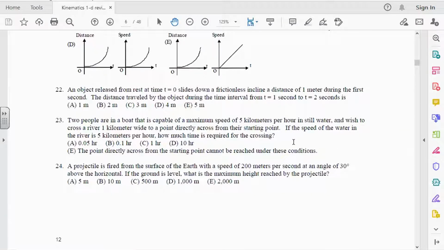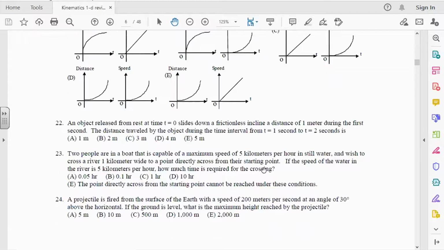So 22: an object released from rest at time t equals 0 slides down a frictionless incline a distance of 1 meter during the first second. The distance traveled by the object during the time interval from t equals 1 second to t equals 2 seconds is... In this situation, you could absolutely use the kinematic equations. It's going to take you longer to do that. So what I'm going to do is look at a velocity time graph.